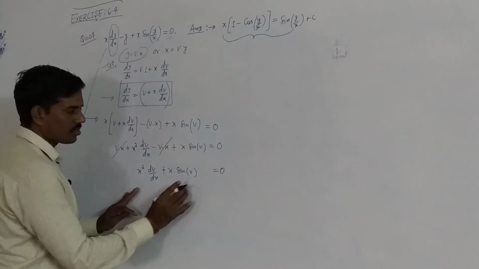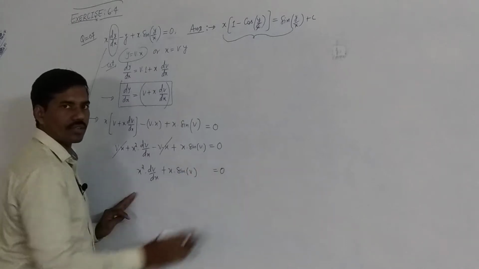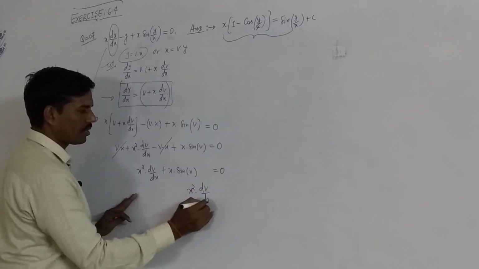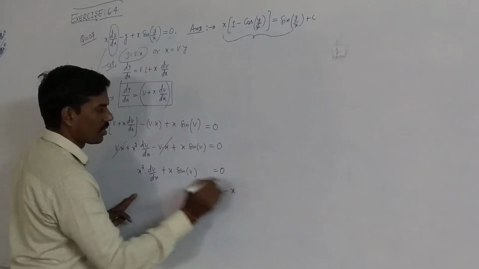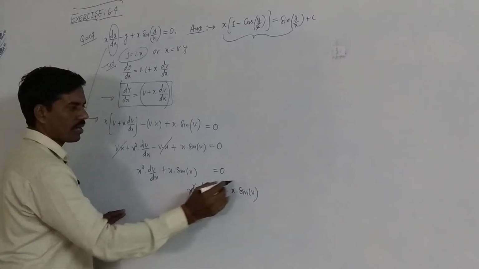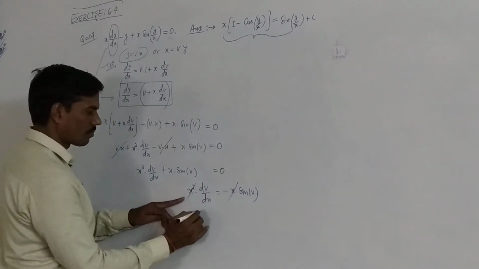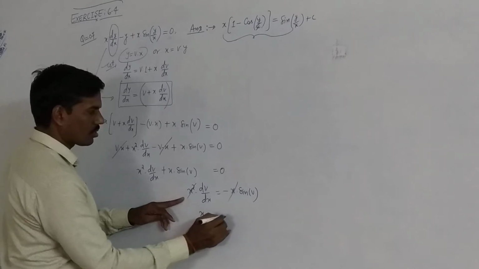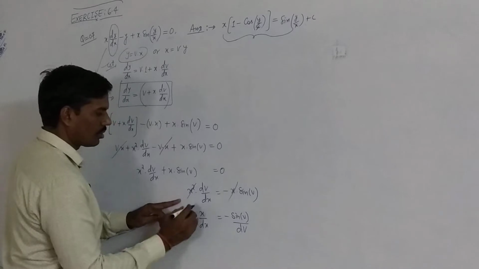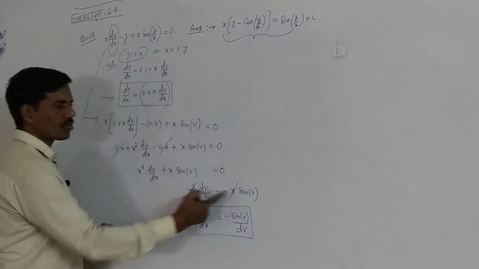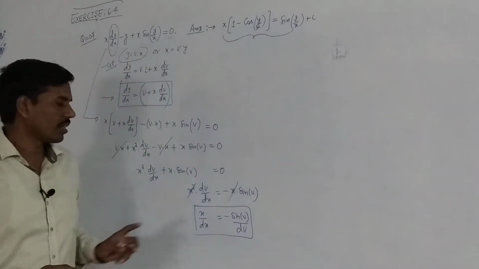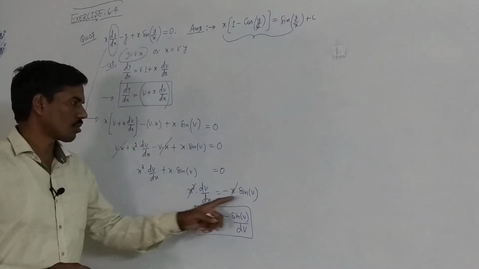So let us transfer the second term to the right hand side. We have x square into dv by dx is equal to minus x into sine of v. x square and x get cancelled, single x is remaining, so x upon dx is equal to minus sine of v upon dv.